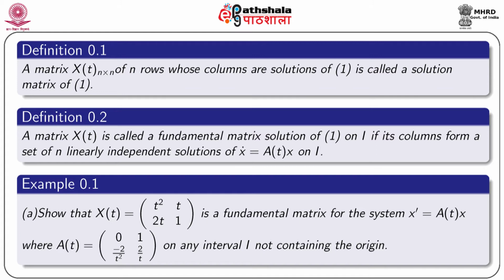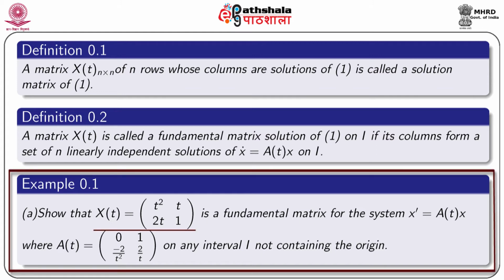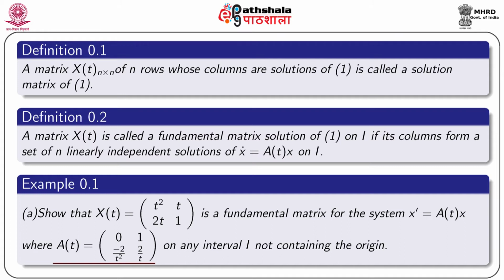We have to show that capital X(t) equal to [t square, t; 2t, 1] is a fundamental matrix for the system x dash equal to A(t) x, where A(t) is given by the matrix [0, 1; minus 2 by t square, 2 by t], on any interval I not containing the origin.